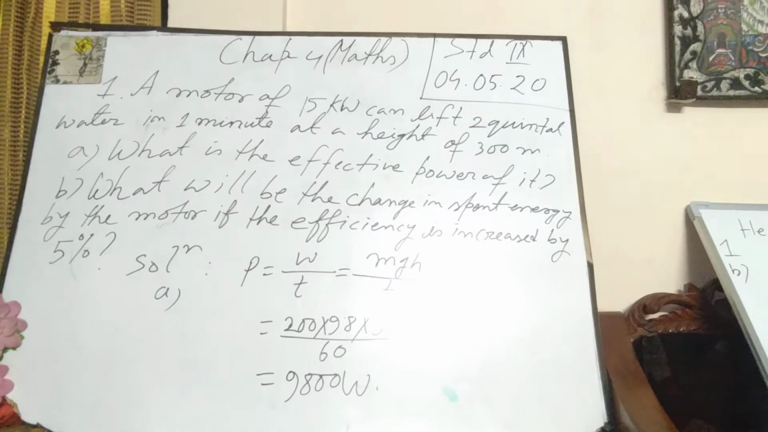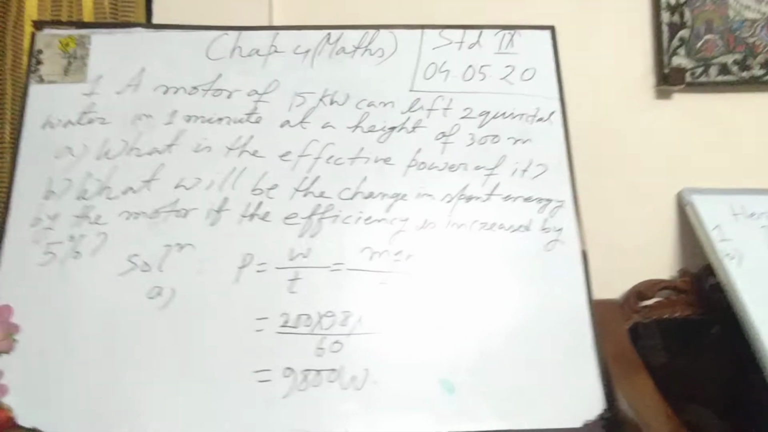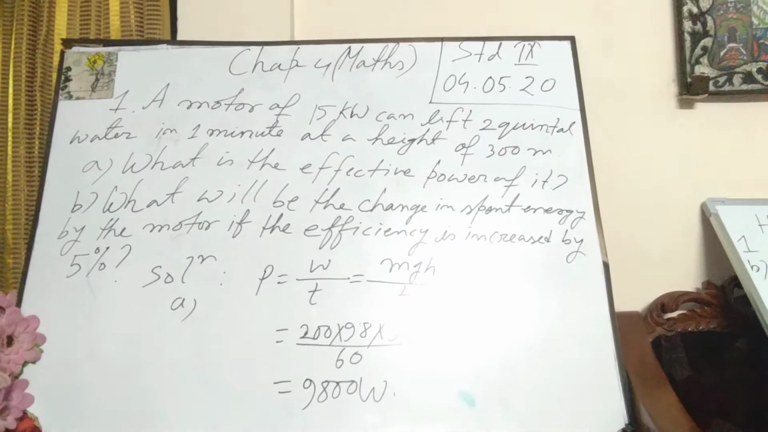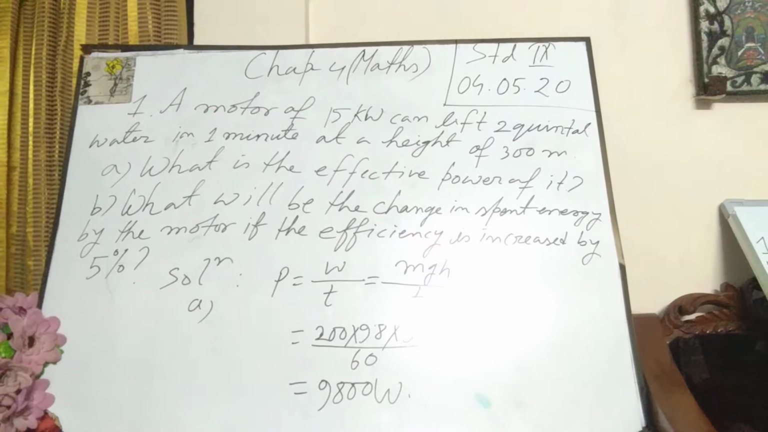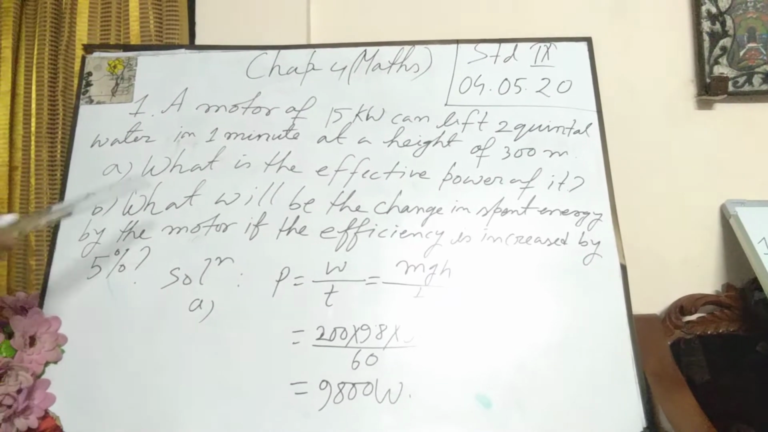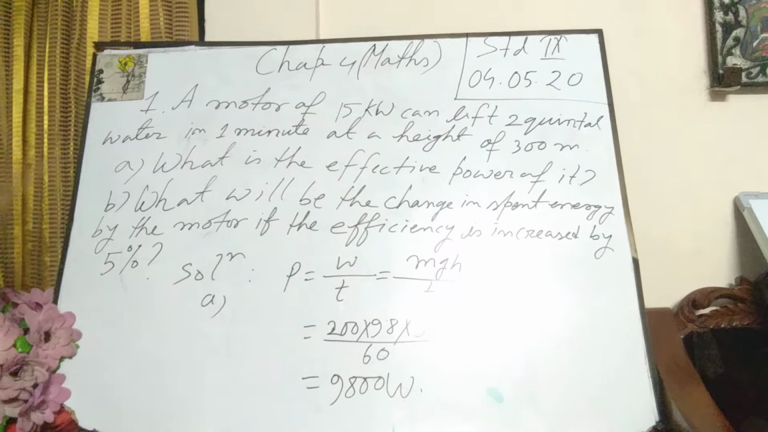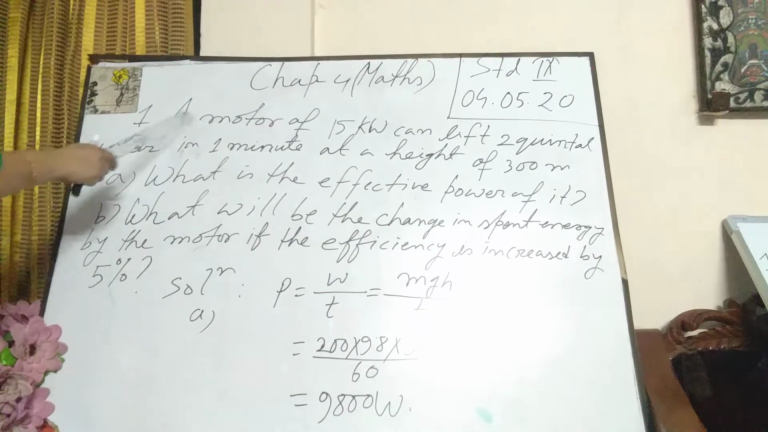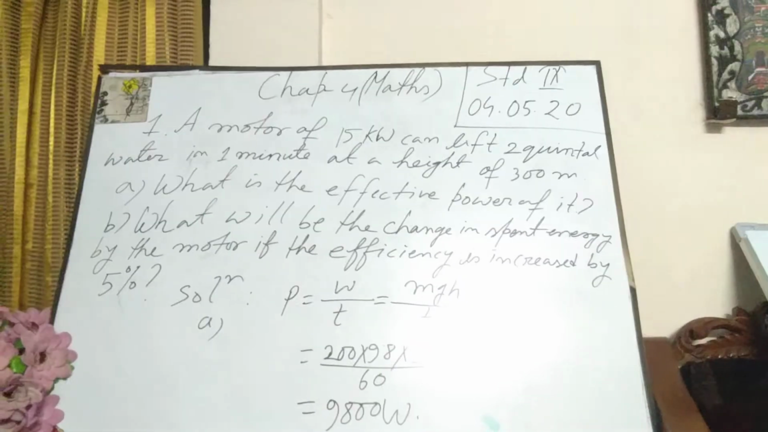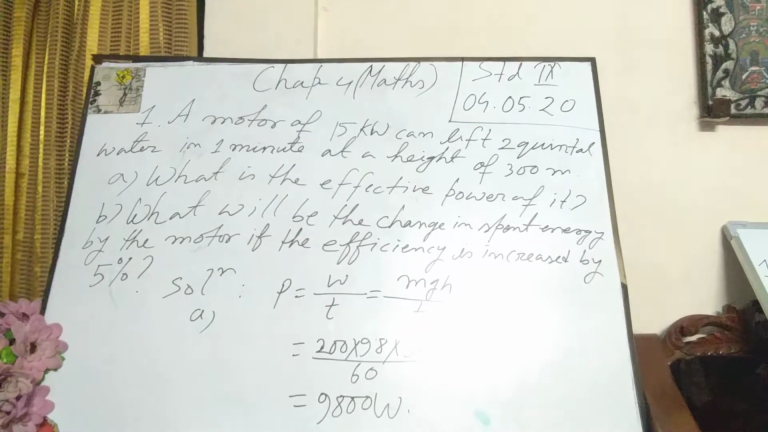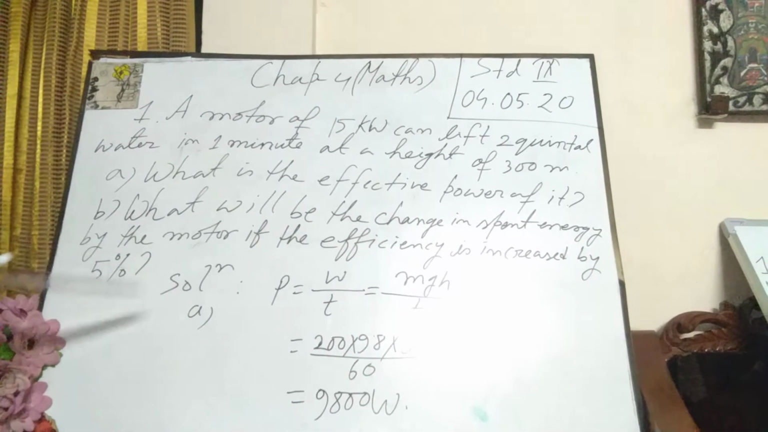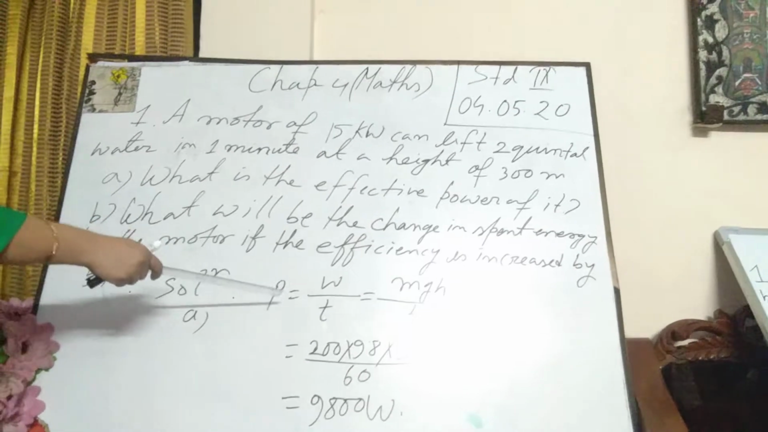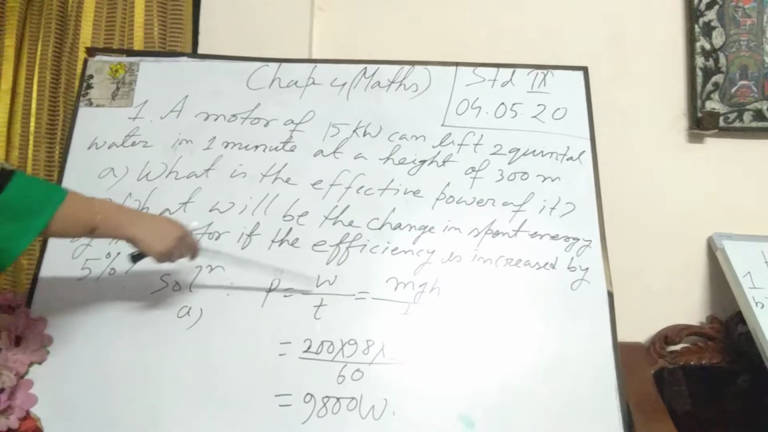So dear students, if you have a copy with you, pick up the question in your copy. So here, solution of A number: what is the effective power of the motor? Here 15 kilowatt is the input power of the motor, and we have to find out the effective power, that means our output. So P equal to power equal to work by time.